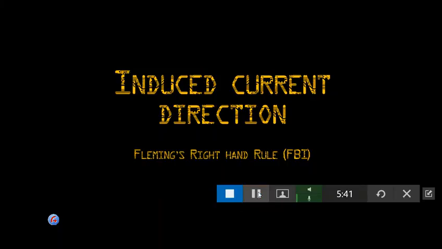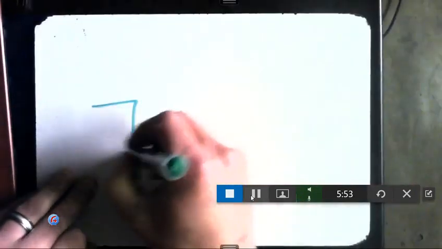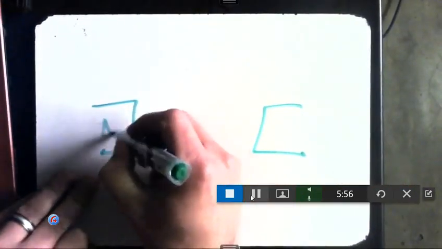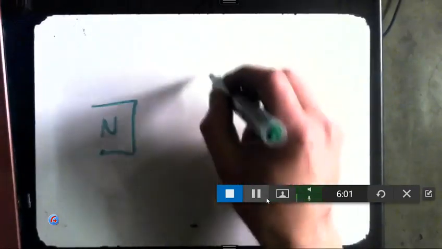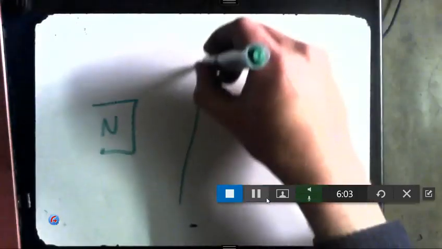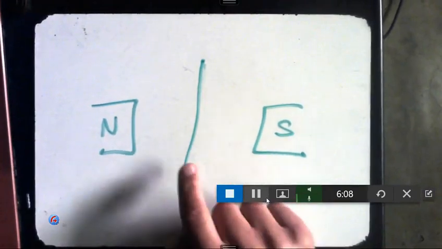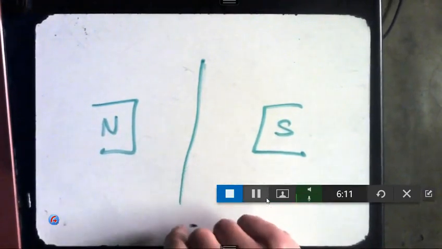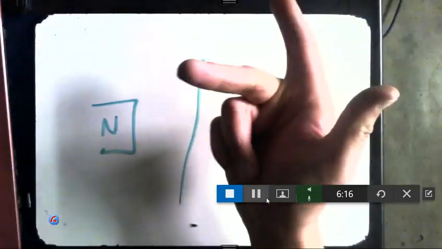So now we're going to find the direction of this current using Fleming's right-hand rule. It's very easy to understand in terms of a solenoid, but how does it work if it's just a single wire going through the magnetic field? So if I have a wire going through a magnetic field, since we know that we're going to induce a current in this, we're going to use the FBI, but now we are creating a current. So we're going to use the right-hand rule.